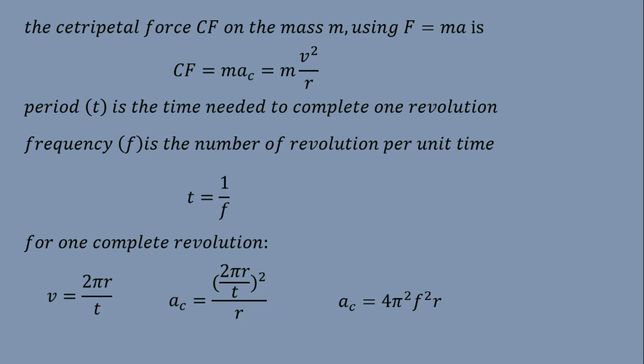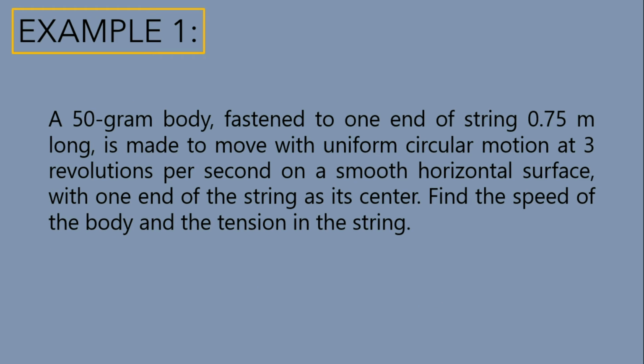So, for one complete revolution, ibig sabihin yung distance traveled doon ay 2 pi r or yung circumference ng circle. So, distance over time, so we have 2 pi r over t. That will be our velocity. Now, we substitute that on the formula of the acceleration, which is 2 pi r over t squared, then divided by r. Then, we get this formula by simplifying that equation, then we get 4 pi squared frequency squared times the radius.